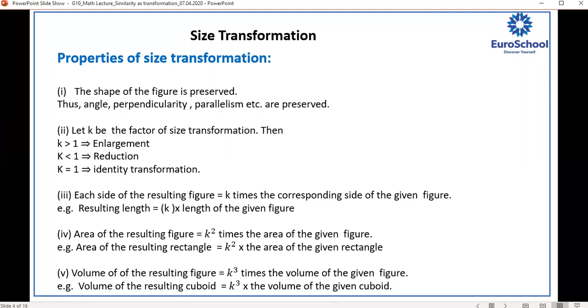Understood? And when we are talking about a single side, we only multiply with k, k to the power 1. Any doubt here? We did this yesterday, because today we are going to use it to find area and volume.